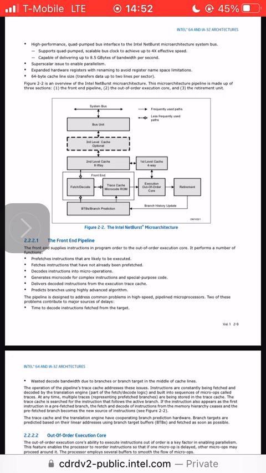2.2.2.2 Out-of-order execution core. The out-of-order execution core's ability to execute instructions out of order is a key factor in enabling parallelism. This feature enables the processor to reorder instructions so that if one micro-op is delayed, other micro-ops may proceed around it. The processor employs several buffers to smooth the flow of micro-ops. The core is designed to facilitate parallel execution. It can dispatch up to 6 micro-ops per cycle. This exceeds trace cache and retirement micro-op bandwidth.